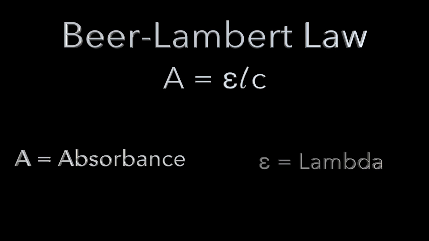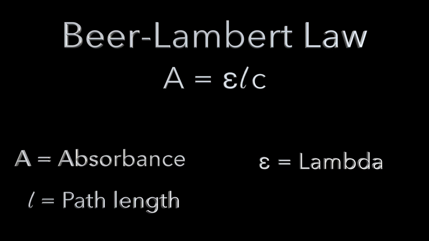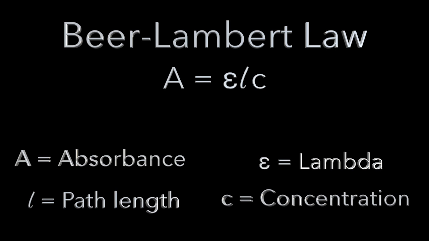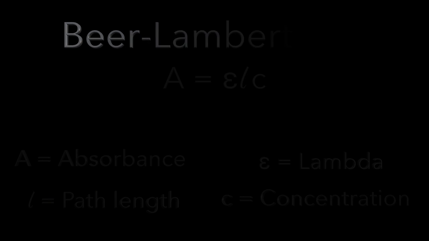In this experiment, epsilon represents the lambda that Kristen just mentioned. You can find this by scanning for wavelengths. L is the length of the path the light must travel through. In this case, the cuvette is 1 centimeter in width, so the L value is 1. C represents concentration. Concentration is also known as molarity, which is the amount of moles per liter of solution. The concentration is unknown and can be found using equations once you know your absorbance.